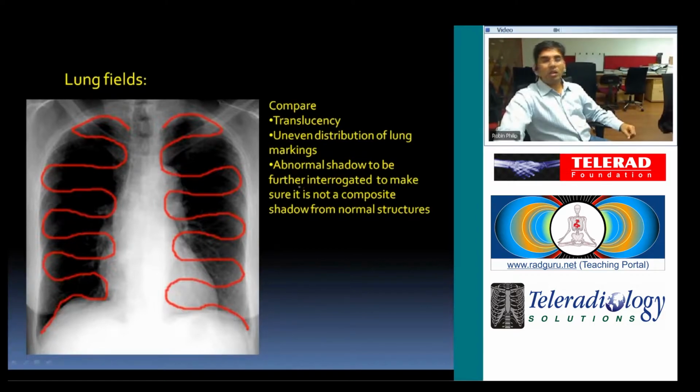Sometimes normal structures, when they overlap, especially at the lung apices, the ribs and the clavicles, make the normal structures look abnormal. So you have to carefully look for that, and make sure you're not missing anything there.